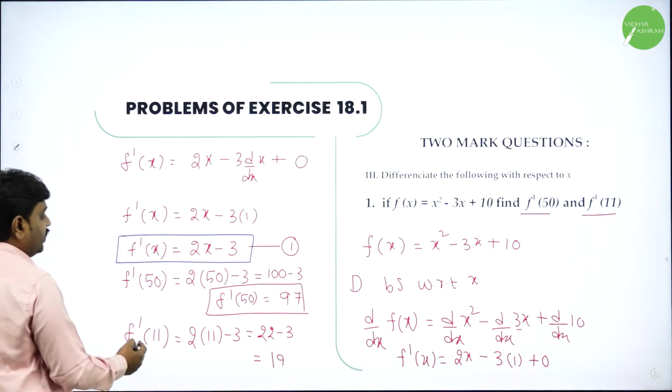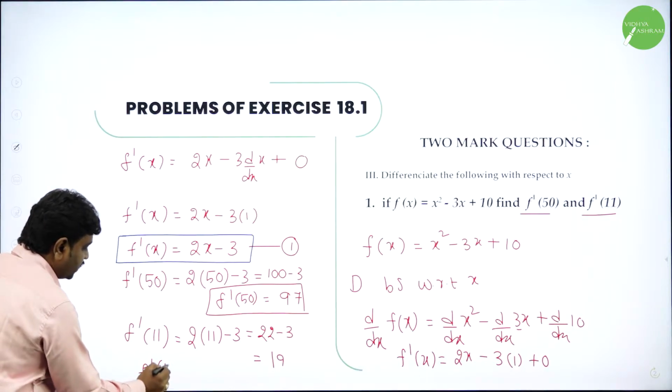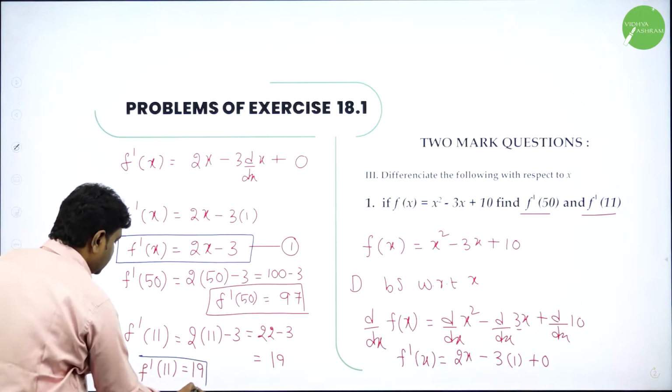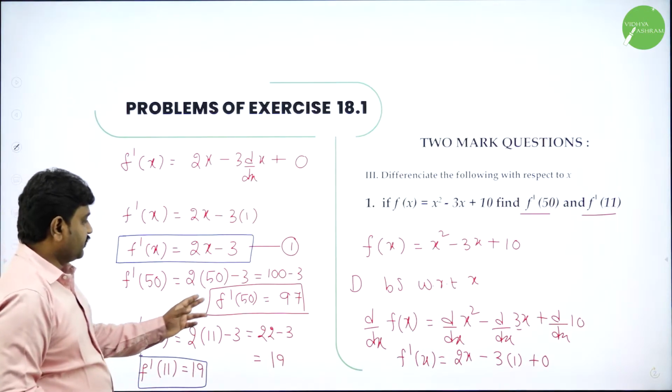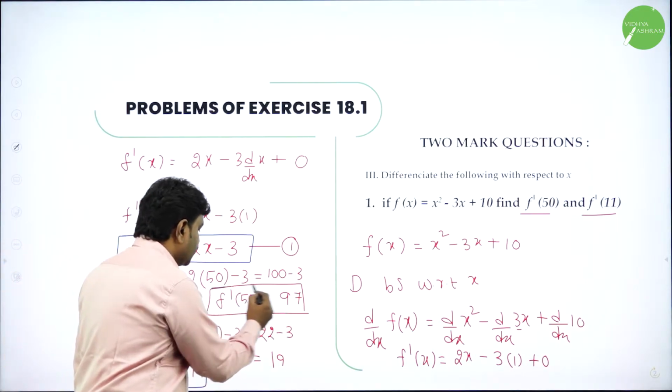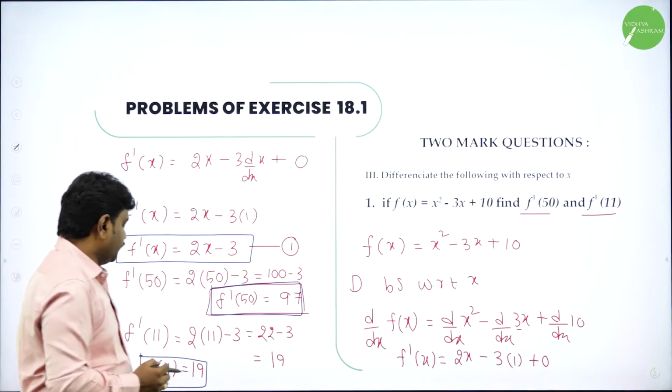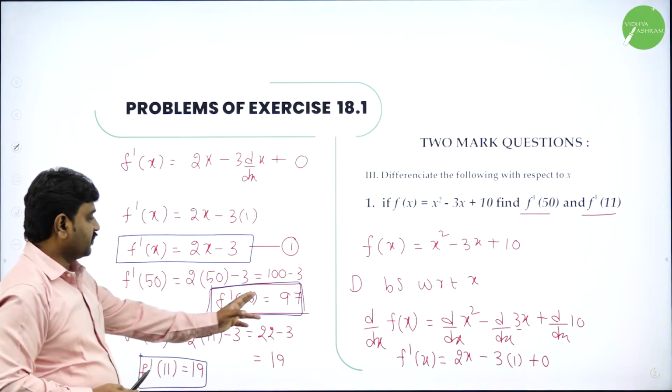So you got the value of f dash 11. What is f dash 11? F dash 11 is 19. F dash 50 is 97. F dash 50 they wanted, we got it. And f dash 11 is 19, f dash 50 is 97.